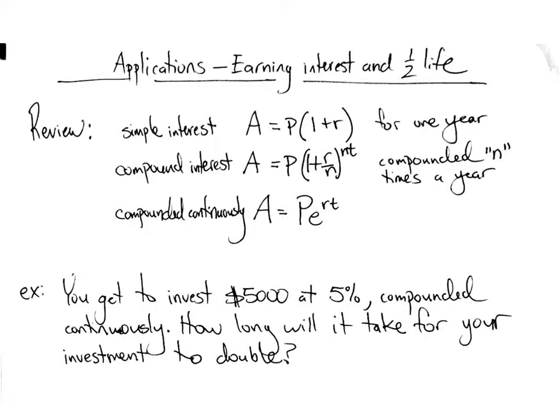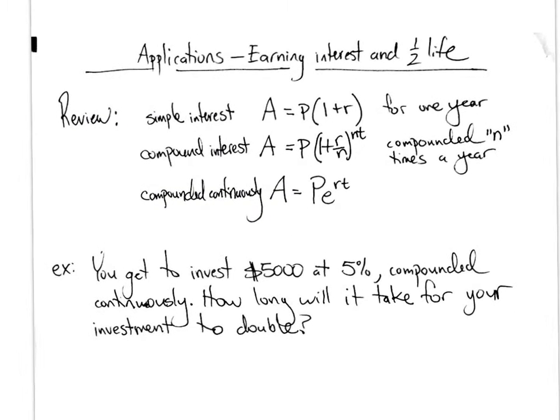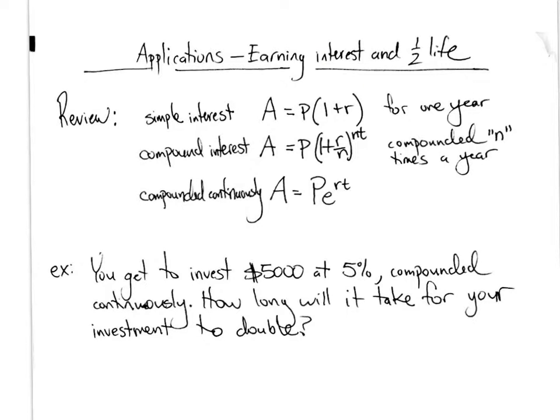And when interest is compounded continuously, this is how we could figure out the amount after some amount of time. So here is our question. You invest $5,000 at 5% compounded continuously. So you're going to earn 5% per year, but it's compounded continuously, so it actually ends up being more than 5% after the end of the year because you earn interest on the interest that you've already earned. How long will it take for your investment to double? To double, meaning go from 5,000 to, yes, you guessed it, 10,000.